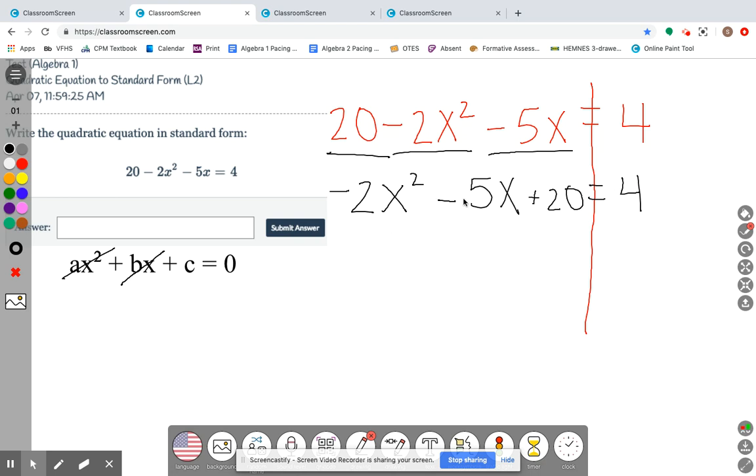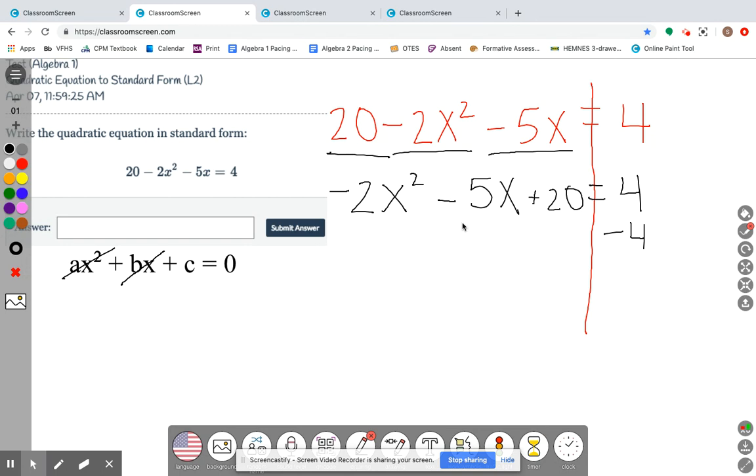So I just took care of descending order, and now I want to take care of getting it set equal to 0. So when I'm looking at it right now, it's set equal to 4. So I want to do the opposite to get the 4 to the other side. Since 4 is positive, I want to start by subtracting 4 from both sides. And it's important, again, in this lesson to make sure that you're subtracting with like terms. So you're not going to put it under the x squared term. That's not a like term.